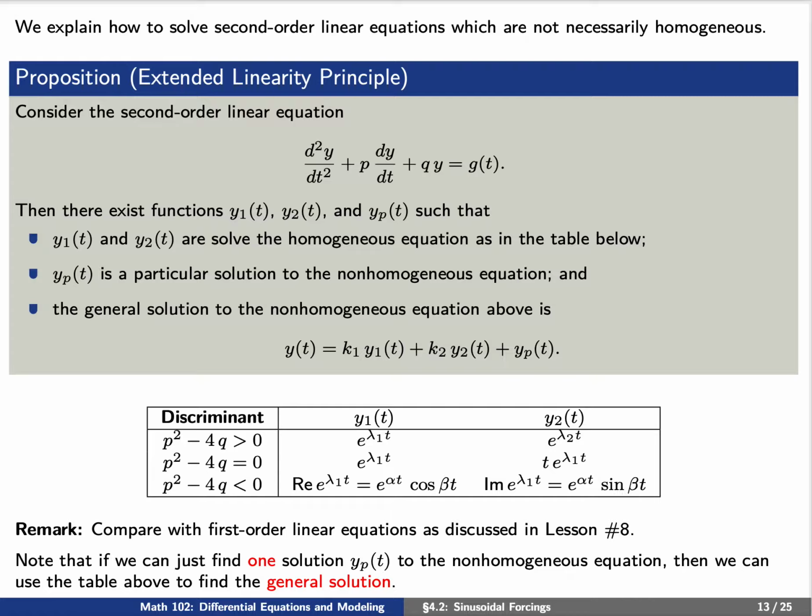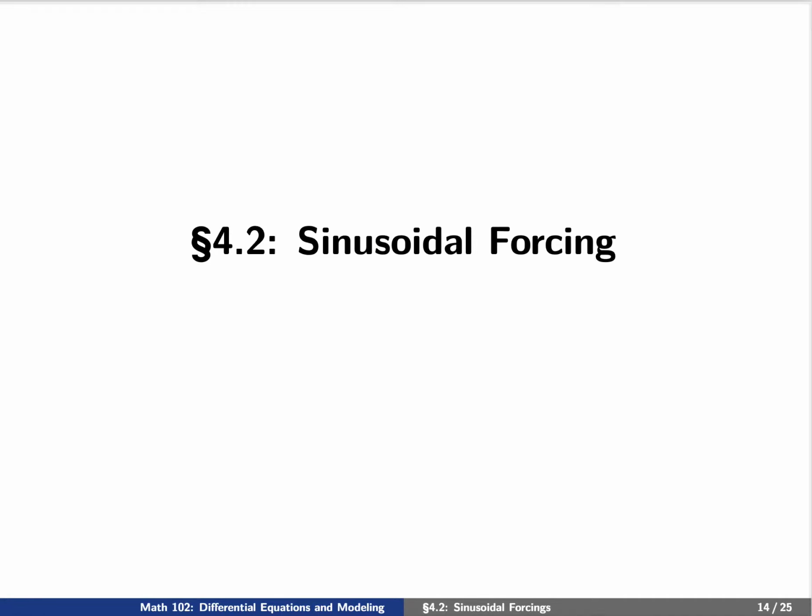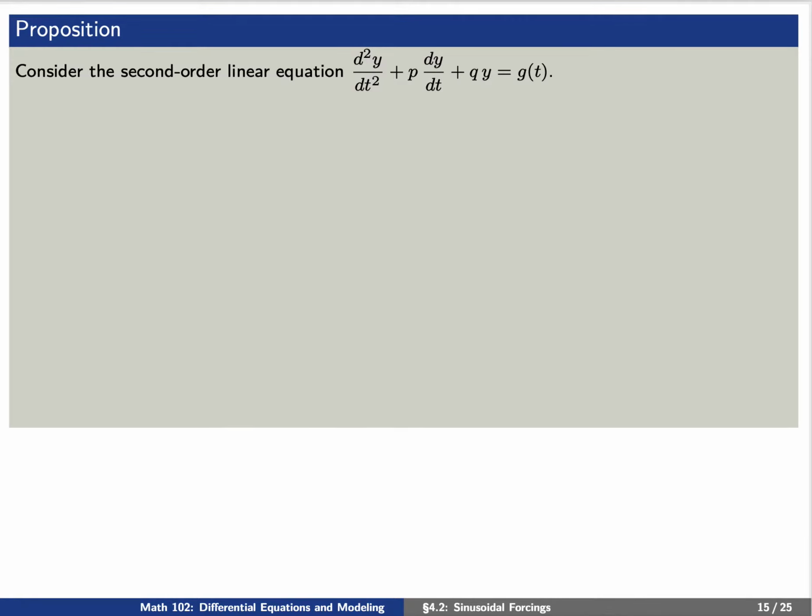Notice that if we can find just one solution, y sub p, to the non-homogeneous equation, then we can use this table you see here on your screen to find the general solution. This is exactly what we're going to discuss today as we go over sinusoidal forcing. Our quest is to try to find at least one solution y sub p, and then use this previous proposition to find the general solution. To this end, let's consider a second-order linear equation, d squared y dt squared plus p times dy dt plus q times y equals g of t.